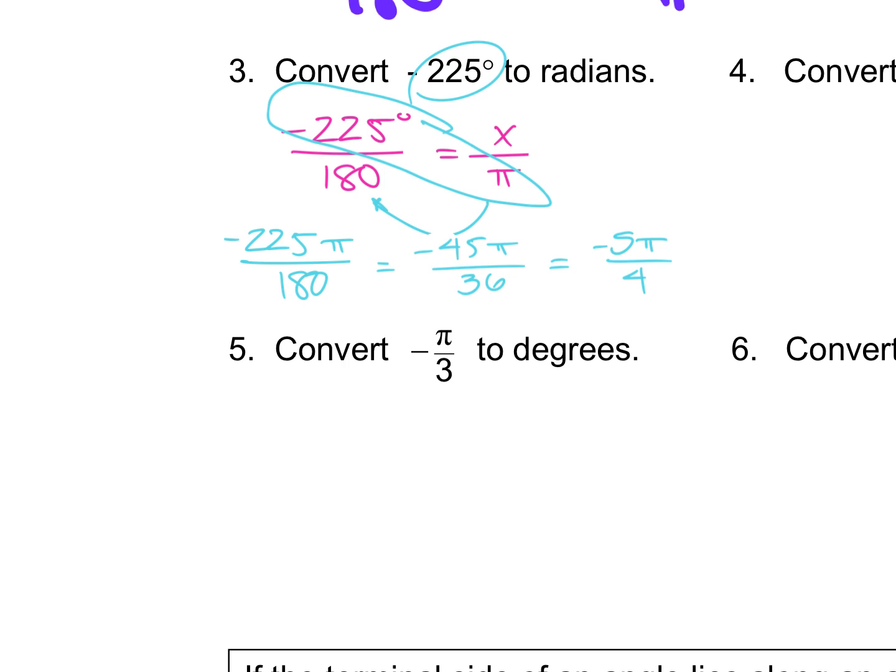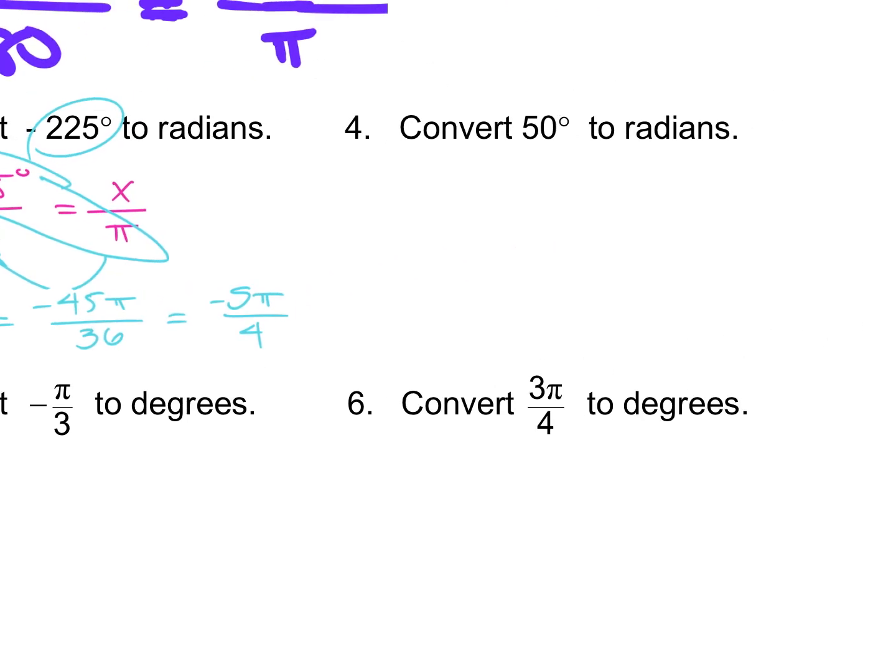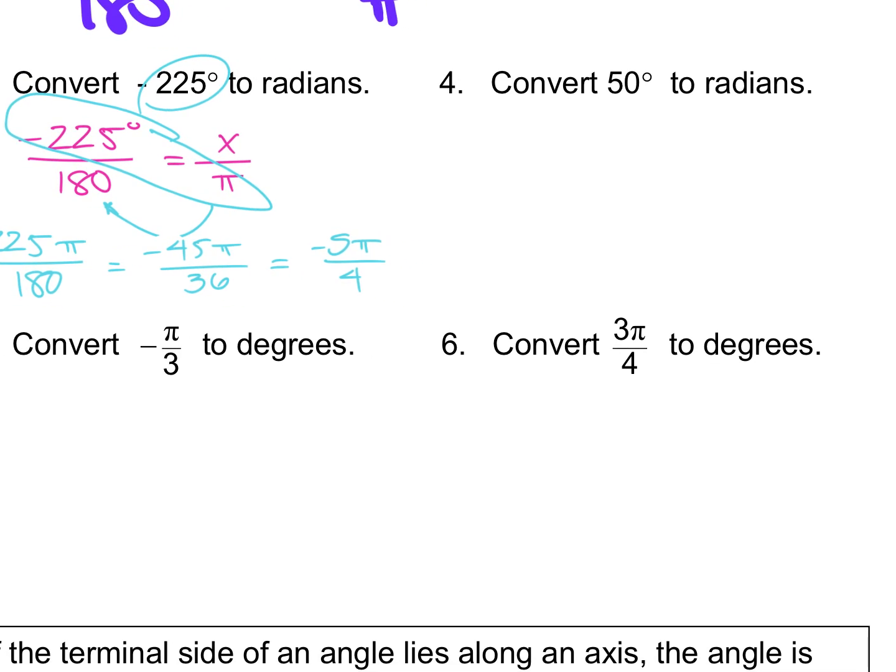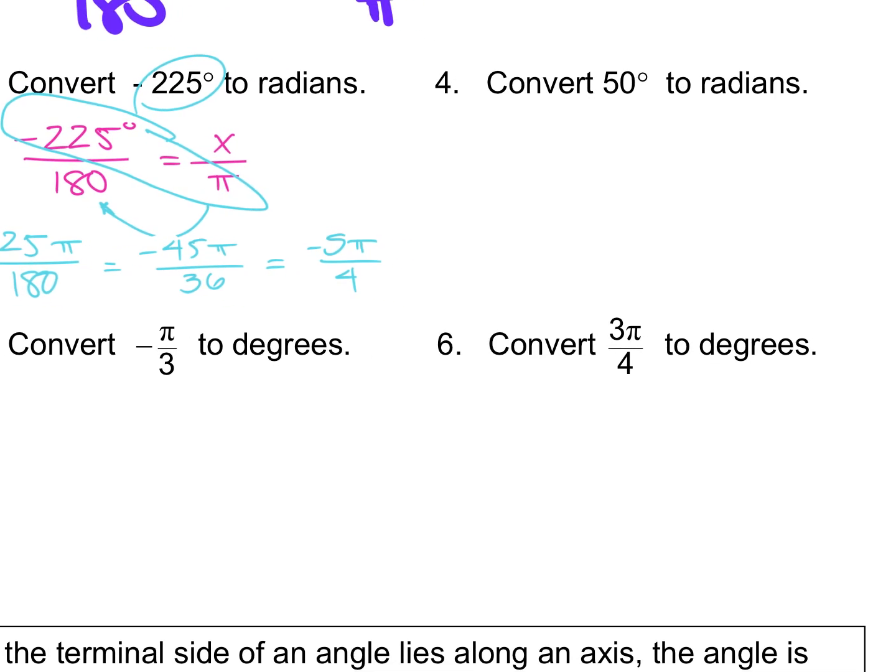If it does not have a degree sign, it's automatically assumed to be a radian, okay? So just understand that going forward. All right, so take a minute then, use the same proportion and try number 4. This has a little bit smaller numbers for us to work on for our first day back here.